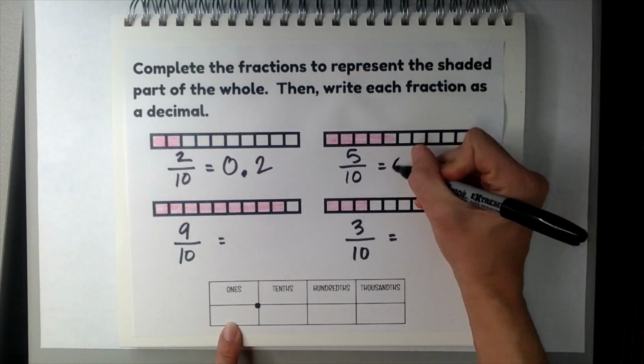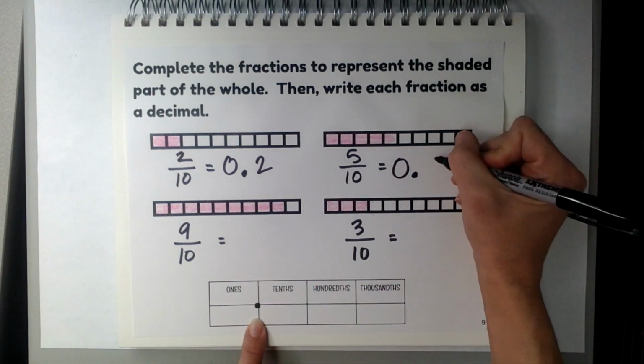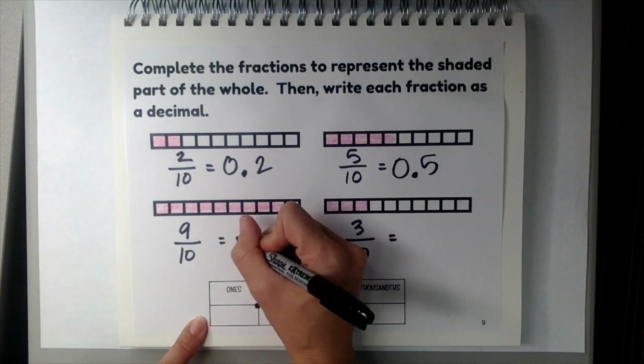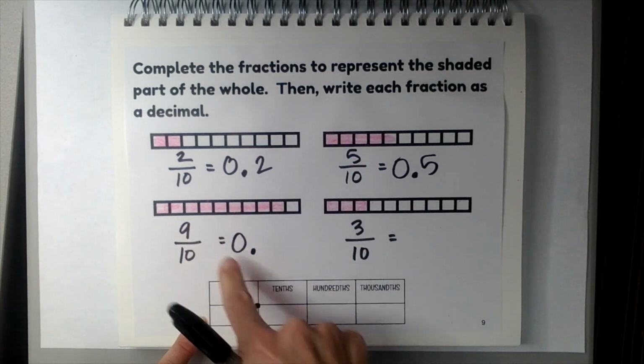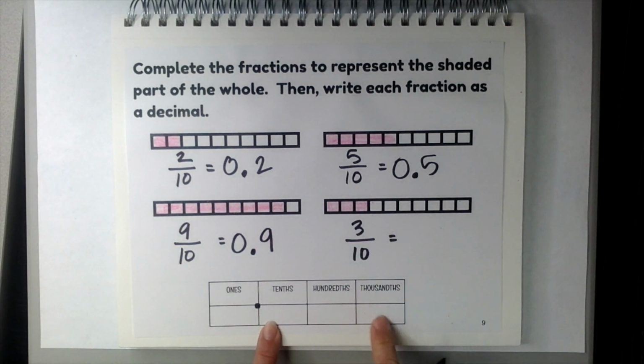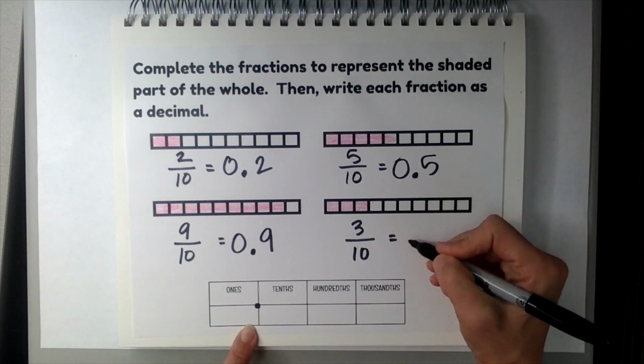Same thing, no 1, 0, decimal point, 5 tenths. Okay, here we go. 0, decimal point, 9 tenths. No hundredths and no thousandths. Let's do the next one.